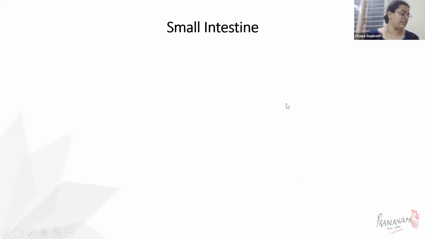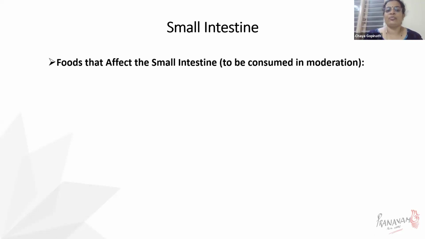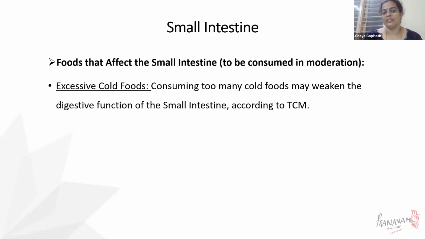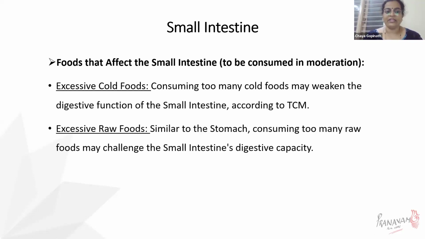I think small intestine and other things we can take in the next class, or in another 10 minutes we'll finish off with the yang organs also. Small intestine, foods to be avoided: excess cold foods. This is going to cause indigestion in your small intestine. You will have a lot of bloating, pain around your navel area, a lot of flatulence with foul smell, everything you will have. Excess raw foods, again, are going to create coldness. So excess raw food consumption is also not good for the intestine.